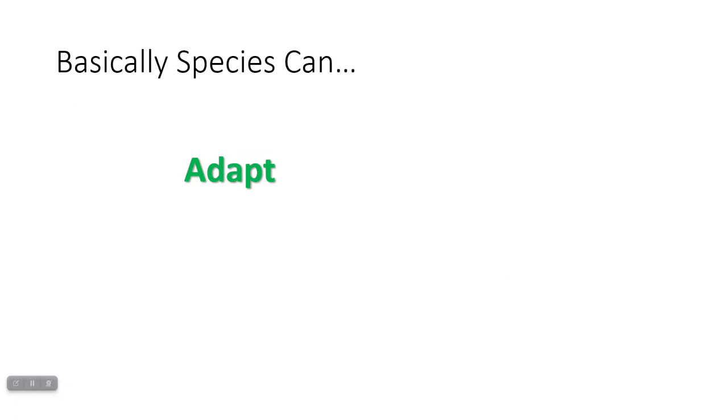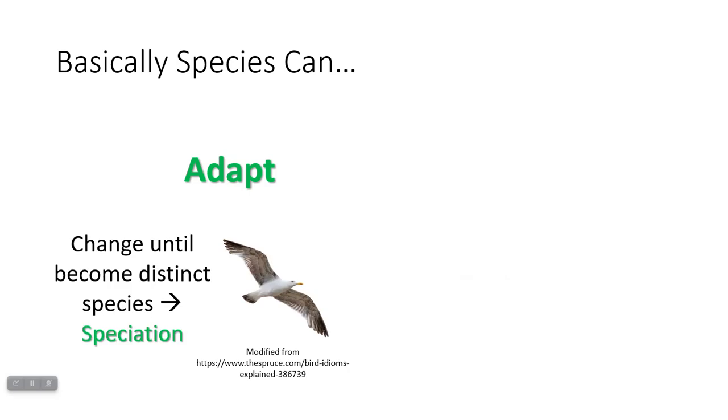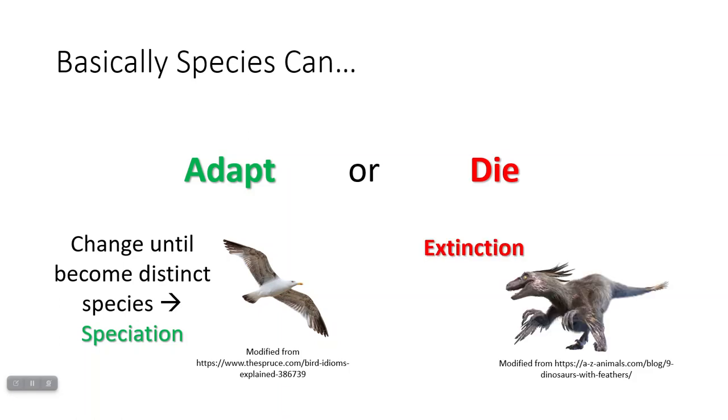To put this in simpler terms, when the environment changes, any species can either adapt, and a lot of times that can result in changes that cause a species to become so different from its ancestors that it becomes classified as a new species. This is called speciation. Or a species can die. This is extinction, and so all the non-avian dinosaurs, like I said earlier, died out as a result of this asteroid impact 65 million years ago.